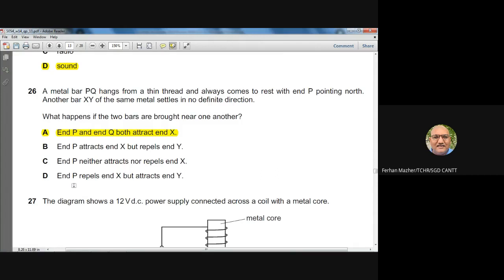So probably they both are made of steel. So attraction should be there. The steel should be attracted to the magnet, but repulsion cannot be there. So I think A is the best option. Question number 26, A is the best option.